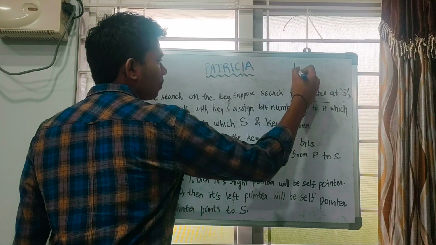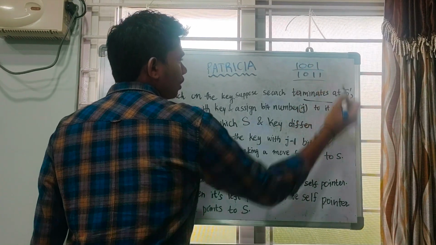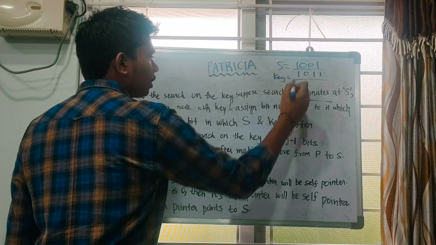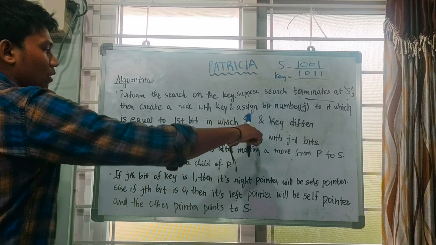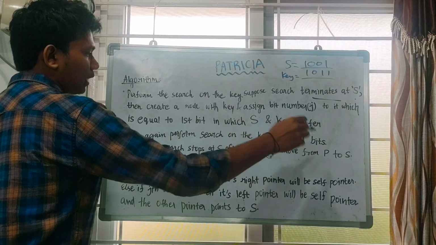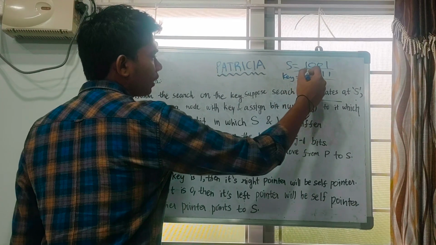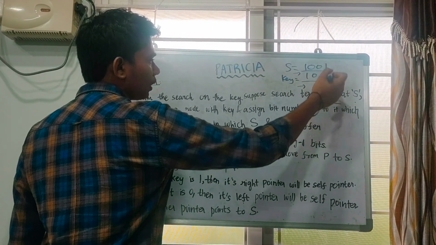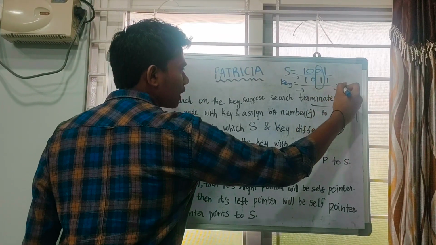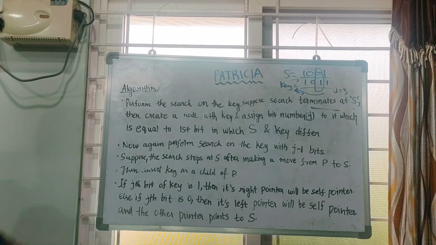So let us see how to find the bit number. Let us think that this is S and this is our key. So it states that the bit number j is equal to the first bit in which S and key differ. So we have to check from the left in both the nodes, and here 1 and 1 is common, 0 and 0 is common, and here we can see that the first difference occurs at the third bit. So we have to assign j equal to 3 for our element which is to be inserted.